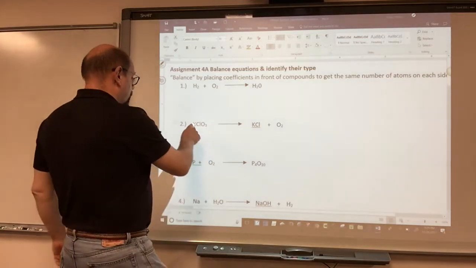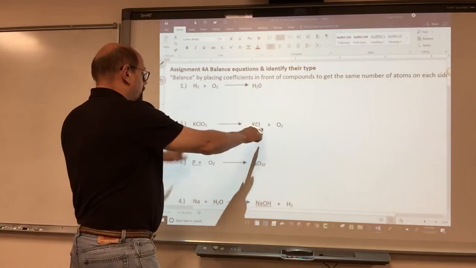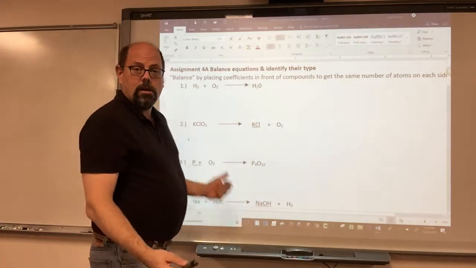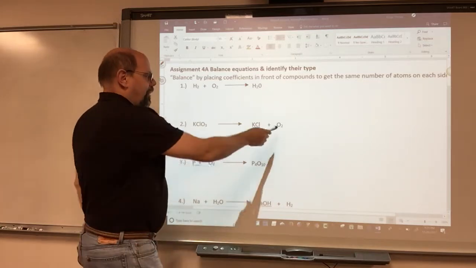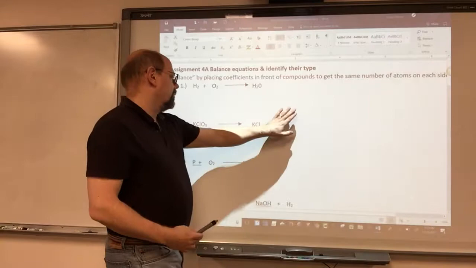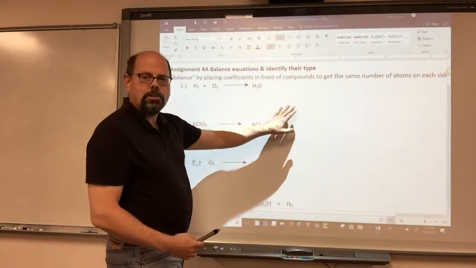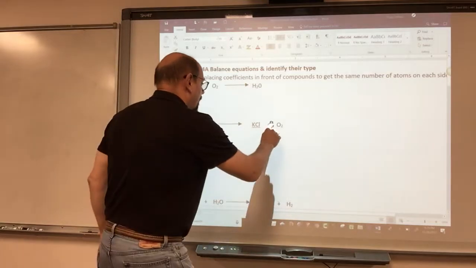But this is one way I can say 1 potassium, 1 potassium. 1 chlorine, 1 chlorine. But here I've got a weird combination. 3 oxygens, 2 oxygens. I could think about, hey, how can I get the least common multiple? That's one way to do it. And another trick I've kind of learned over the years is say, hey, if I cover up that oxygen, that diatomic, and I say there's 3 more over here, if I take half that number, it actually works.